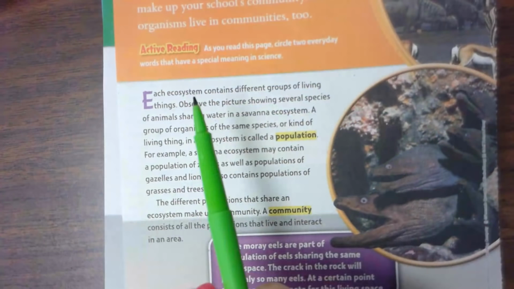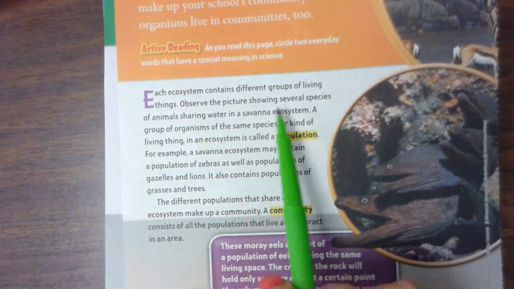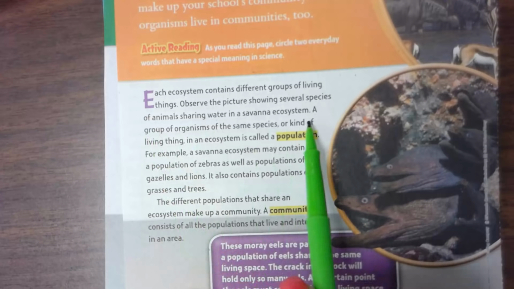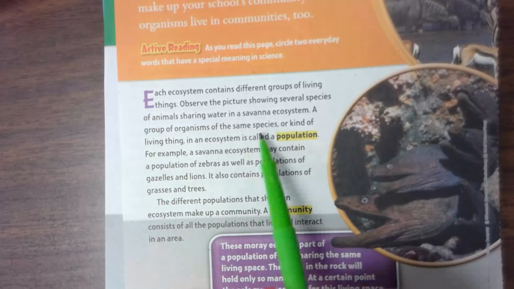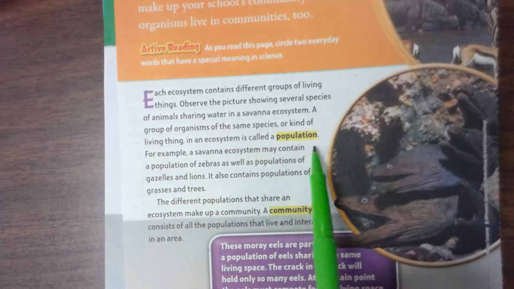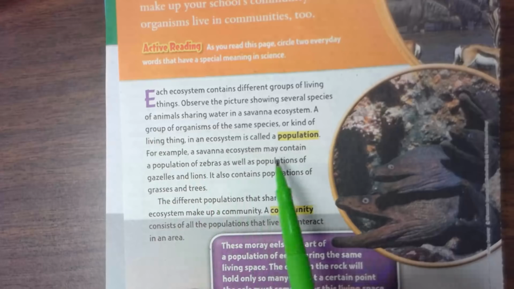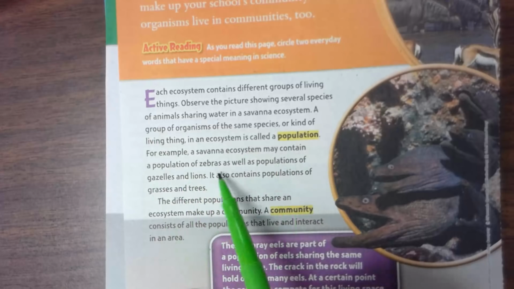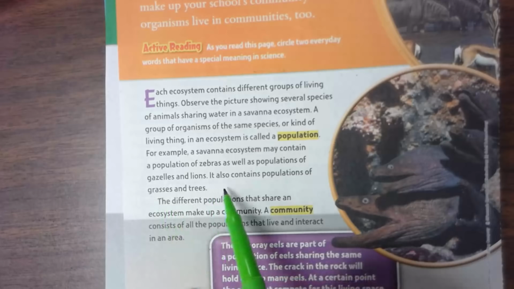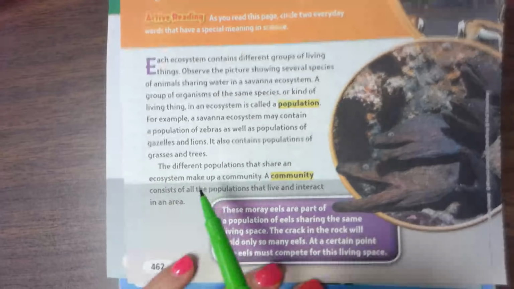Each ecosystem contains different groups of living things. Observe the picture showing several animals sharing water in a savanna ecosystem. A group of organisms of the same species or kind of living thing in an ecosystem is called a population. For example, a savanna ecosystem may contain a population of zebras as well as populations of gazelles and lions. It also contains populations of grasses and trees.